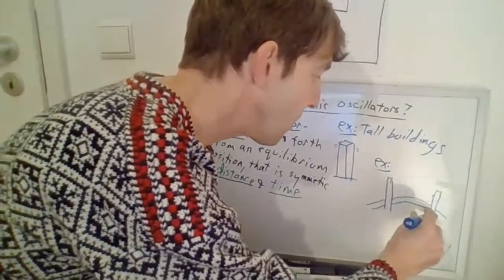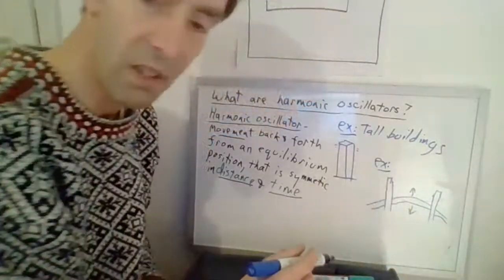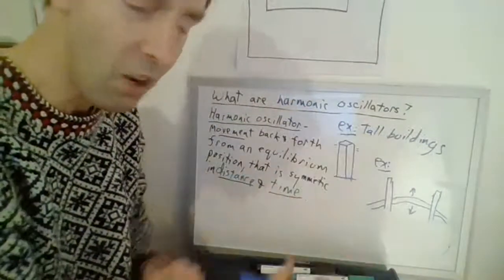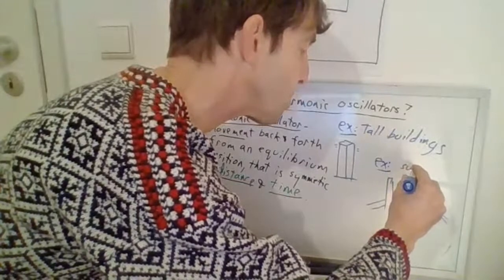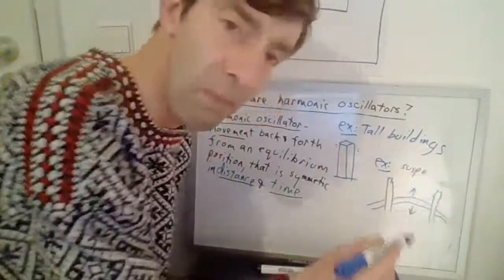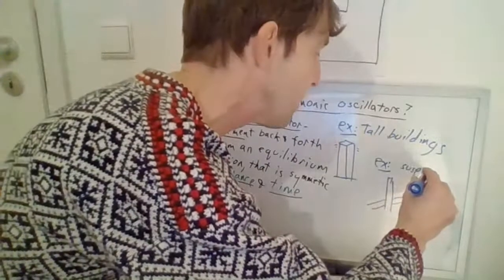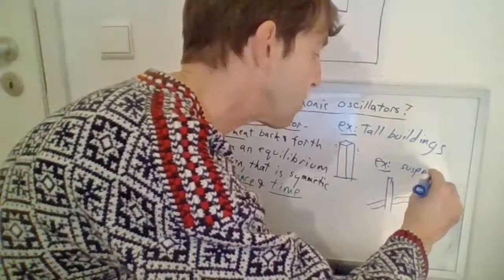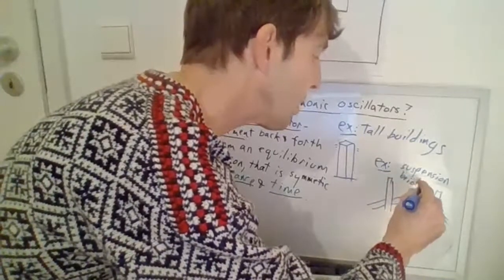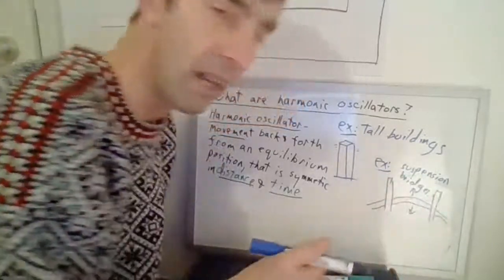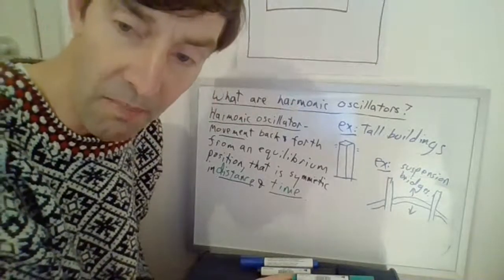Oh, suspension bridges. Remember how they go up and down? Not all bridges, but suspension bridges are harmonic oscillators. They're supposed to go up and down, just not as much as the Tacoma Narrows did, right? Because then it broke. Suspension bridges. Good. We'll look at another kind of harmonic oscillator and talk about measurements and stuff a little more next time.